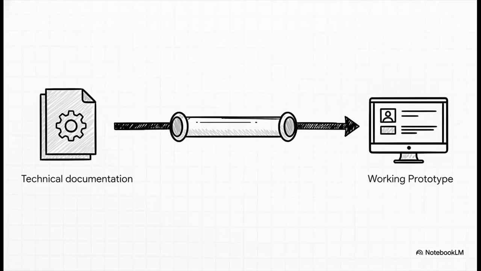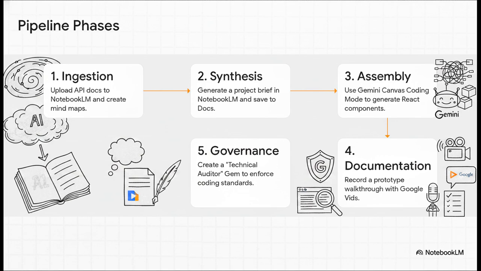So here's our goal. Build a brand new software application. We're going to start with nothing but the technical documentation, and we're going to end up with a working prototype, all by using our custom-built pipeline. Okay, here's how the pipeline plays out in 5 phases. Phase 1 is ingestion. We upload all the tech docs into Notebook LM to ground the project in facts. Phase 2, synthesis. We ask Notebook LM to generate a project brief and save it to our central Google Doc.